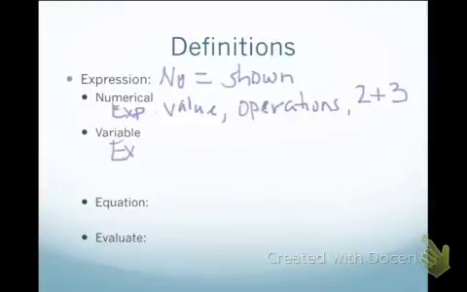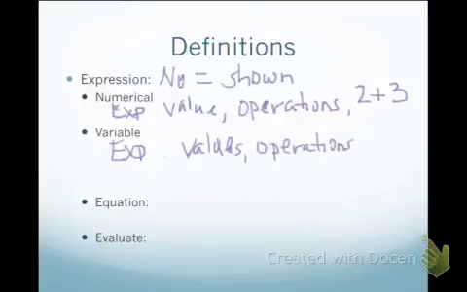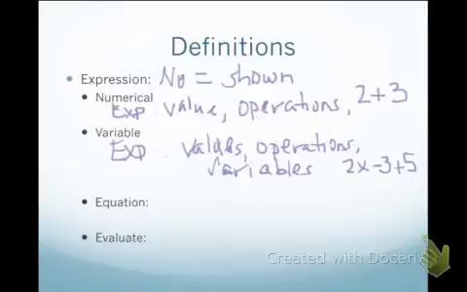And a variable expression is something that builds off from the numerical piece of it. It has values, so it could have numbers. It has operations and also variables. An example of a variable expression could be 2x minus 3 plus 5. It has a variable in there, has addition or subtraction signs in there, but we can't do as much unless we know what x is as we could with our numerical expression.